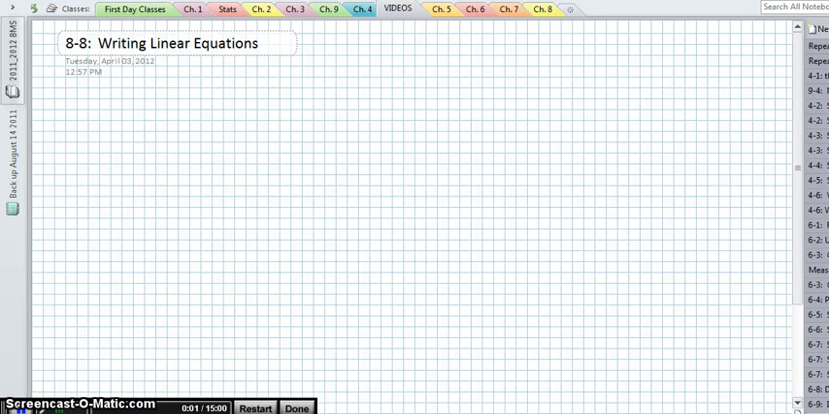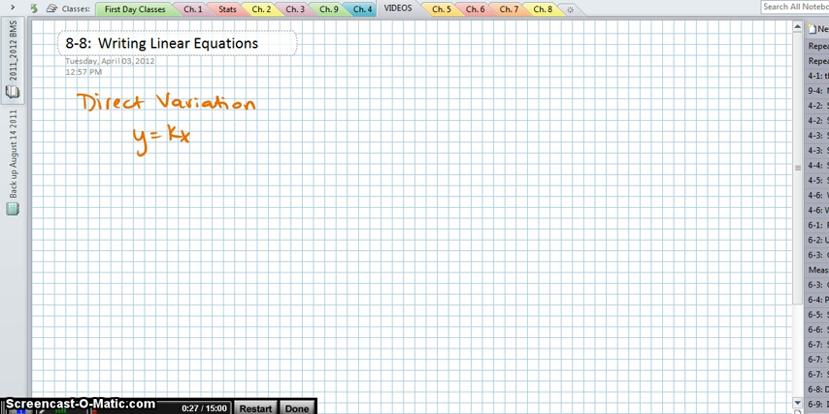Hello, today we're going to write linear equations. Let me just remind you of a couple of the linear equations we've been working with. For example, one type is direct variation, and that is an equation of the form y equals kx, where k is the constant of proportionality, the unit rate. We could also say that that's the rate of change or the slope. So we have direct variation equations.